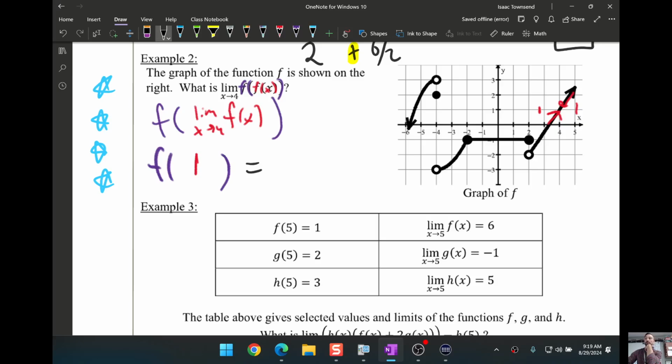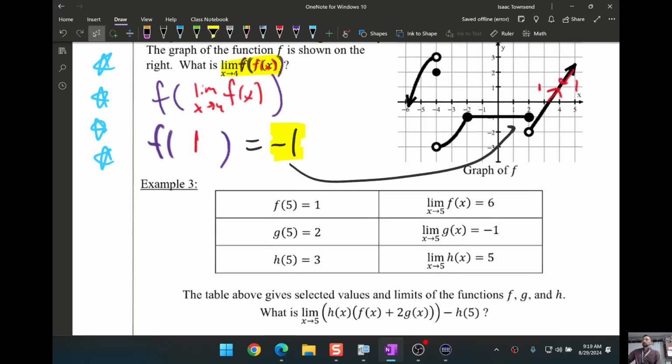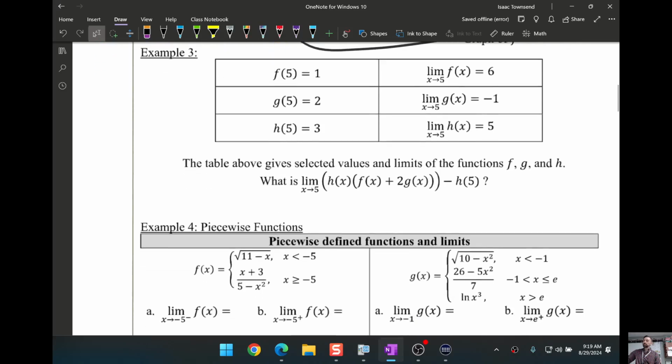Just find that value. Right, it's just talking about a point now, right? When x is 1, y is negative 1. You only do the limit for the inside function. That gets plugged into the outside function and you work it as a point. The answer to this question is negative 1. Now, that's not hard to do, but if you don't practice it sometimes, then you won't be able to do it on our quiz.